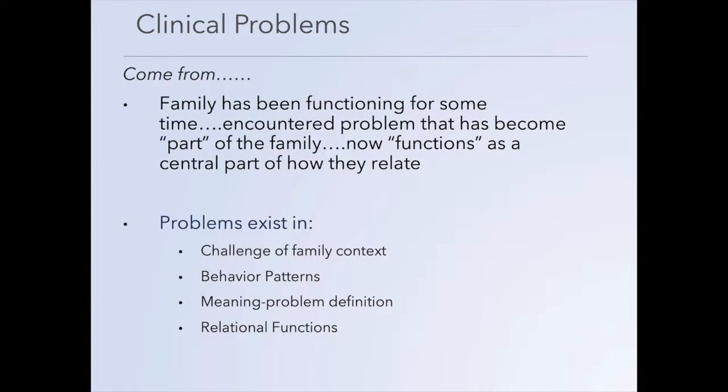And then lastly, problems can exist in what we call relational functions, or in the way in which family members are attached and glued together. We'll talk about relational functions as we move into later sections of the training. So, 4 things. The context: can the family meet the needs of the context? The patterns, the meaning, and the functions within how the family is organized. And if you take a family relational perspective, it is within these 4 things that we would see problems existing.